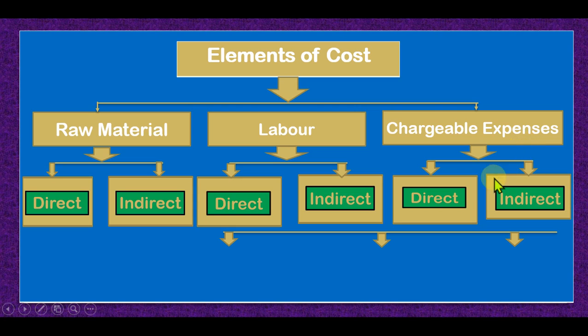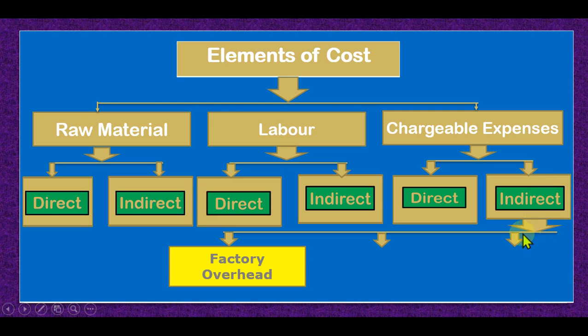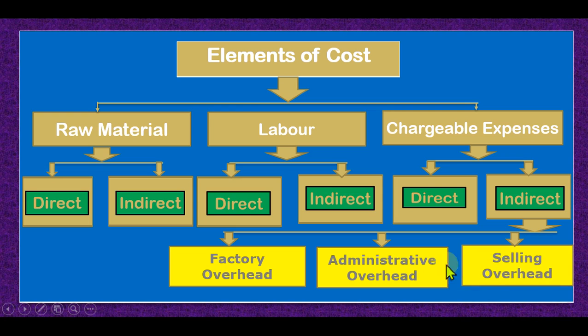Then chargeable expenses, dear student, are also of two types, some direct, some indirect. Indirect chargeable expenses are again of three types: factory overhead, administrative overhead, and selling overhead. That means chargeable expenses are direct and indirect, and the indirect ones are also of three types. I hope, dear student, you have some idea about elements of cost. Of course you will go through your books. If there is any confusion, inshallah we will discuss it in the Zoom class so that you can solve this.